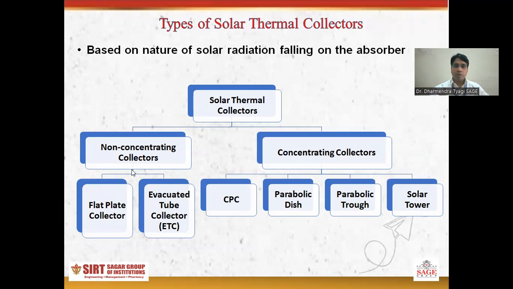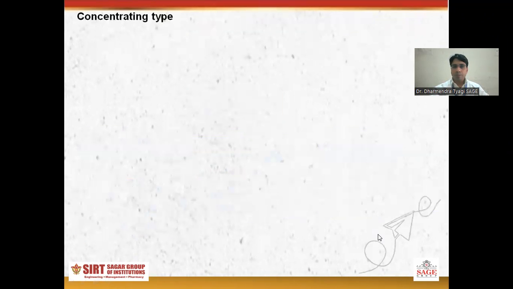But in case of the non-concentrating type collectors, that is the flat plate collector and ETC, evacuated tube collector. And in case of concentrating type collectors, there are four types. First one is CPC, then parabolic dish, then parabolic trough, and the solar towers.